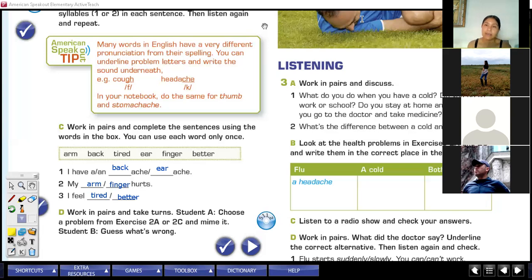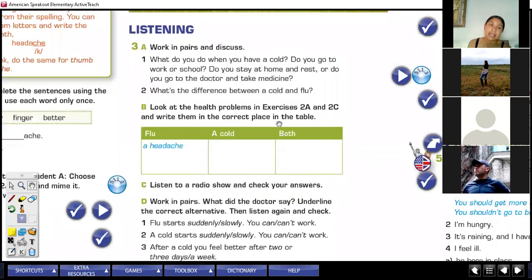Okay, so as I said, you didn't have to write anything from that. Now we're gonna go and practice. And for this, yes, you will have to take some notes. Now it says listening, discuss. Before we listen and do the exercise, we are going to discuss.